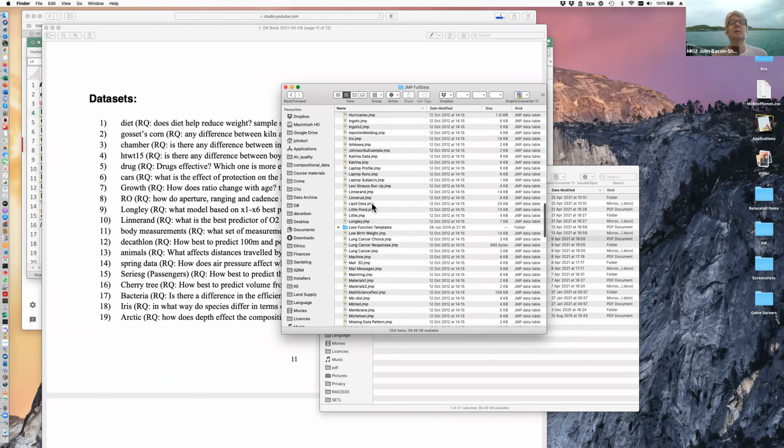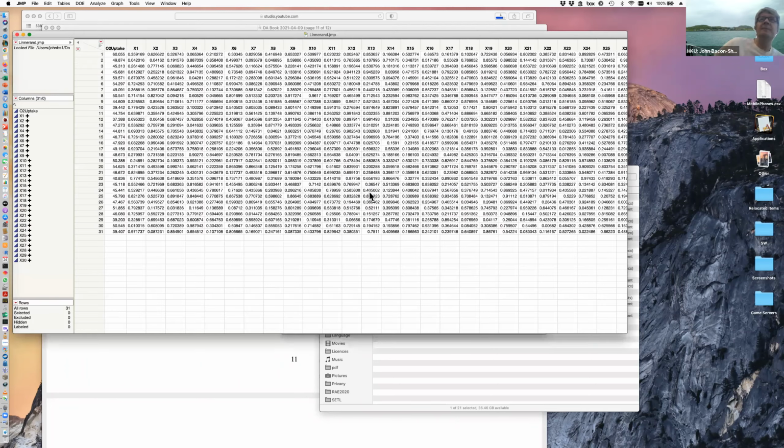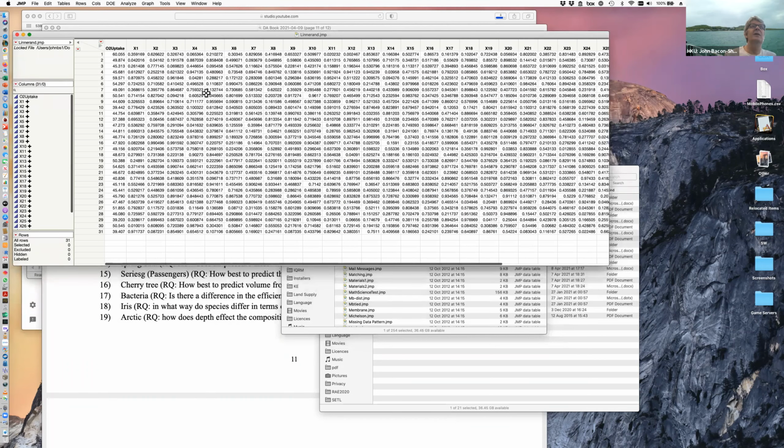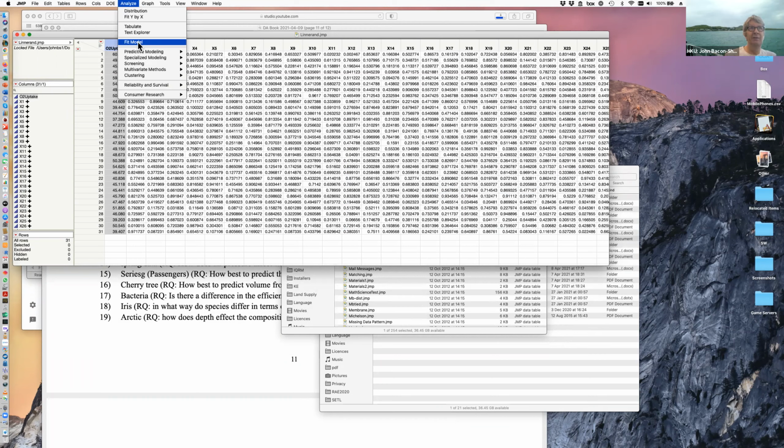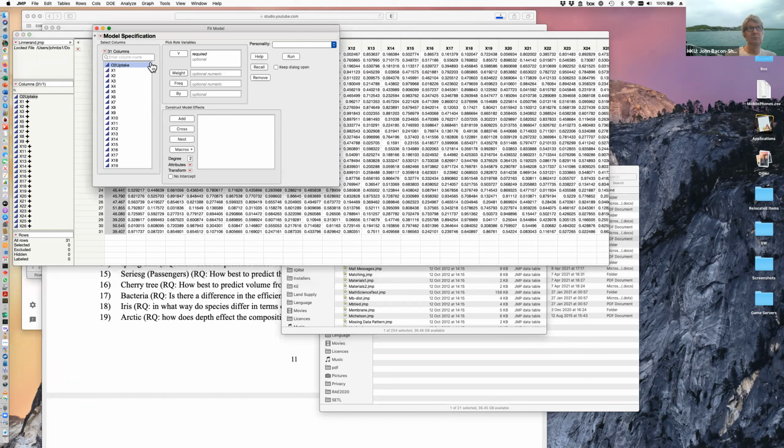So Linear-Rand has a large number of x variables, and our outcome variable is oxygen uptake, right? So this is meant to be information predicting how much oxygen people take up. So we're going to try and fit a model. We're going to start trying to fit a model for all 30 of the x's. Clearly, this is far too complicated.